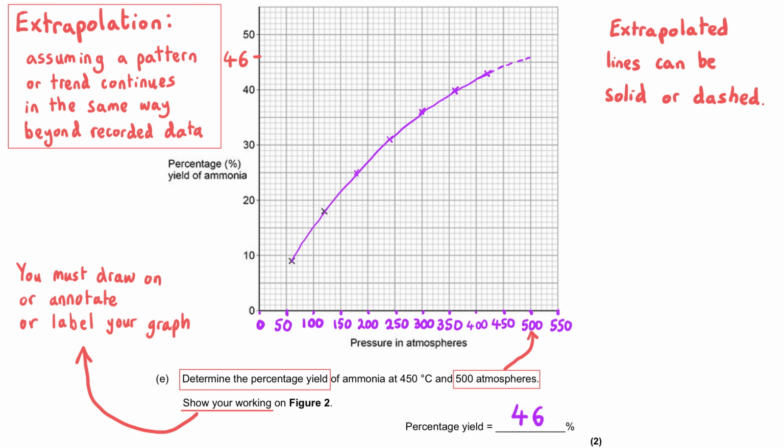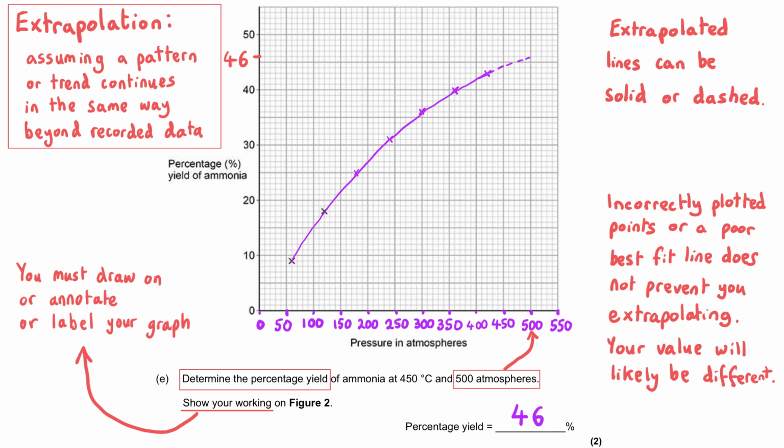So mine got to 46%, and so to correctly read it, I would have to write 46% as the percentage yield at 500 atmospheres. Now, if you extrapolated your line badly and you got a different number, you would get some credit for correctly reading off your poorly extrapolated line.